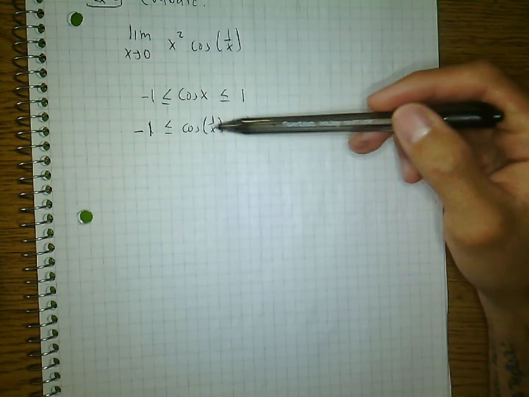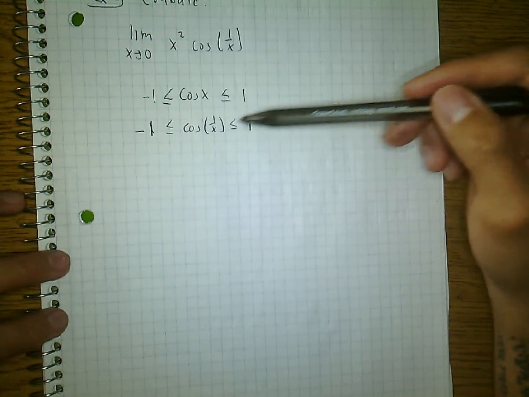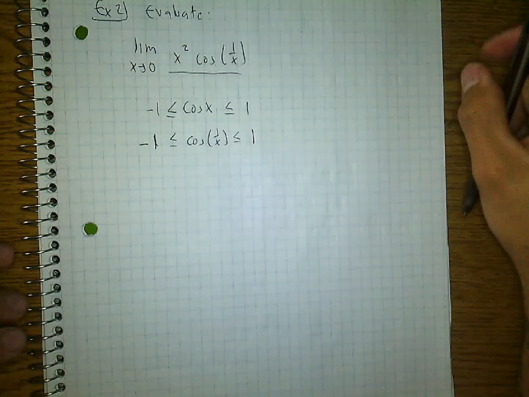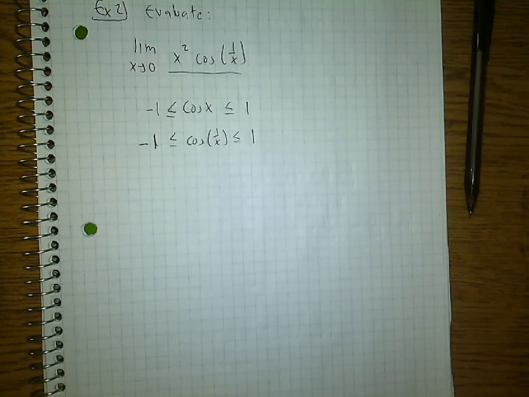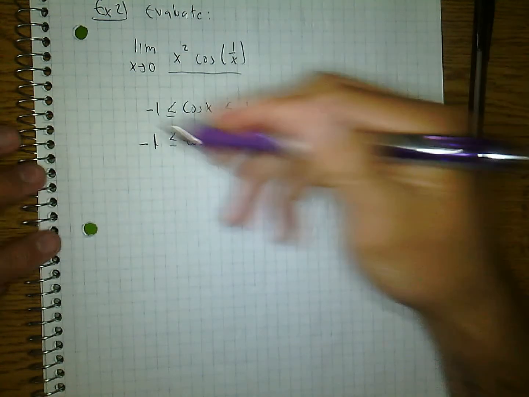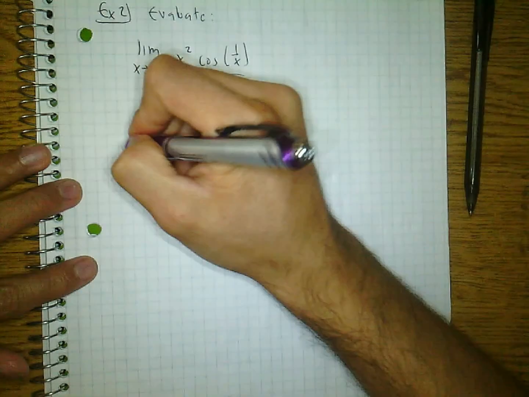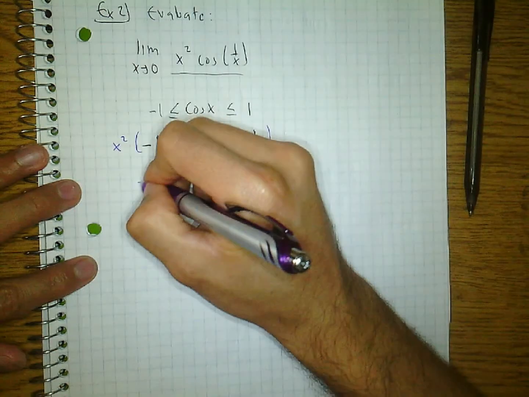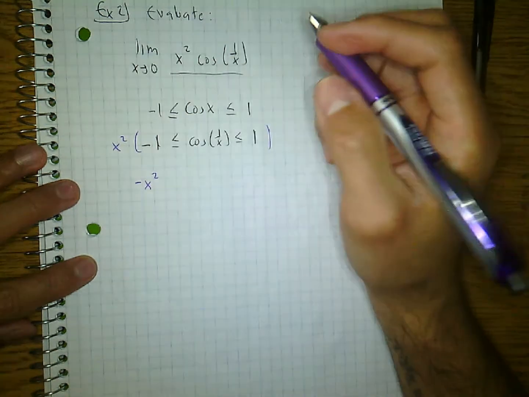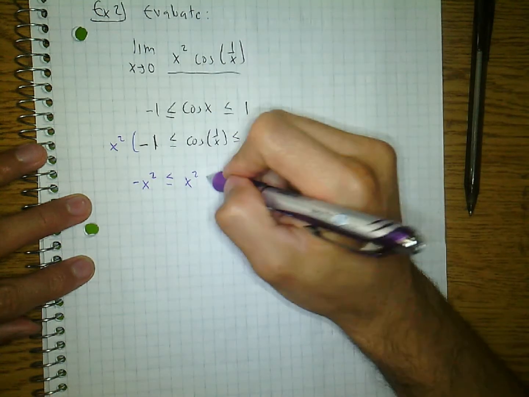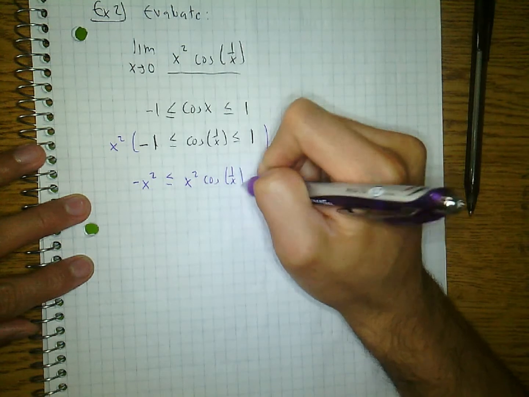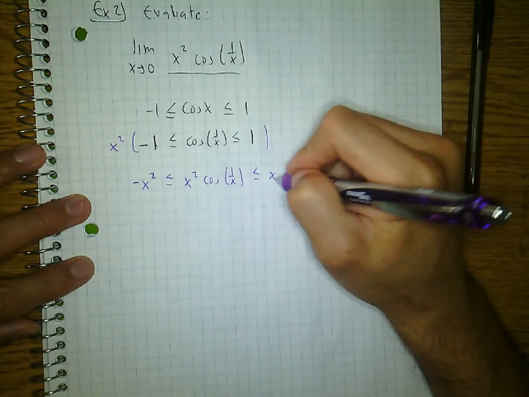However, this isn't the statement that we care about analyzing. We care about this statement. So because I need an x squared, I am going to multiply this entire thing out by x squared. That's going to give us -x squared is less than or equal to x squared times the cosine of 1 over x, which is less than or equal to x squared.